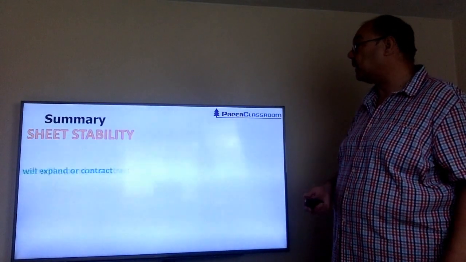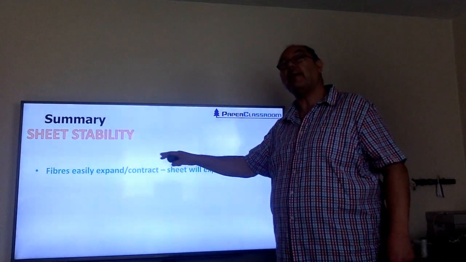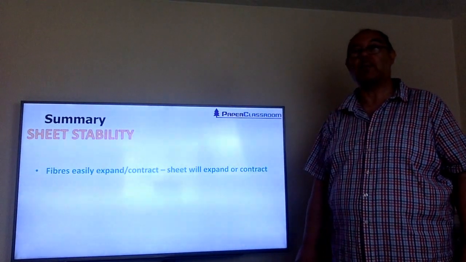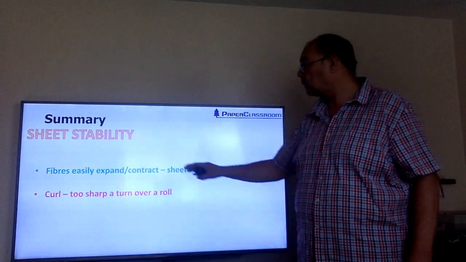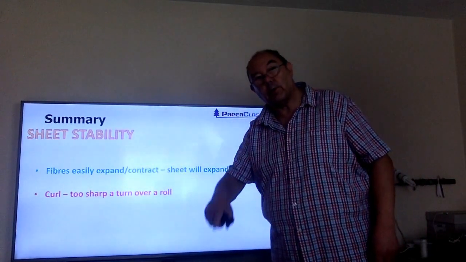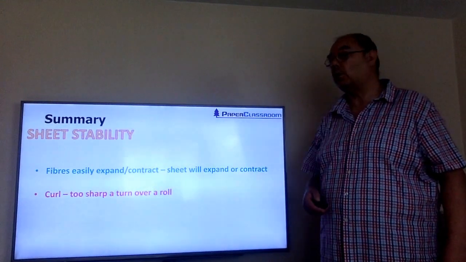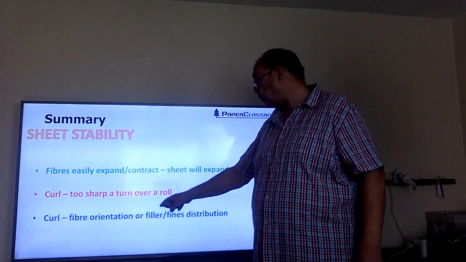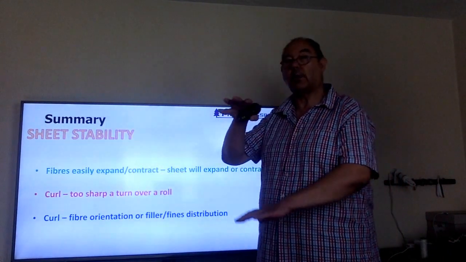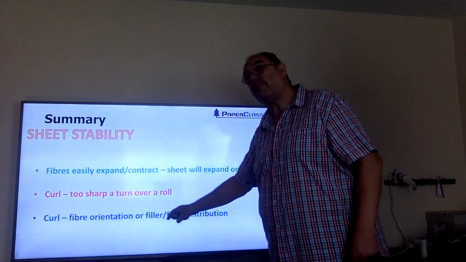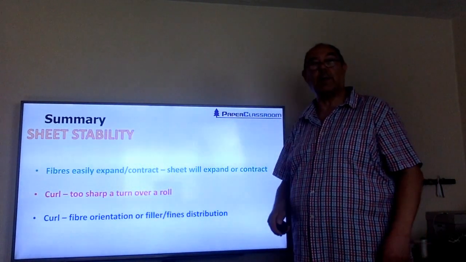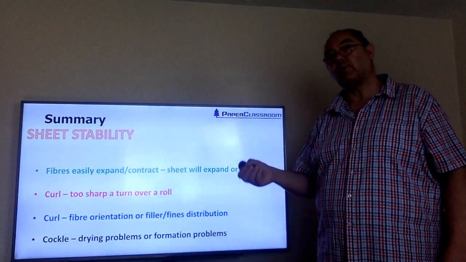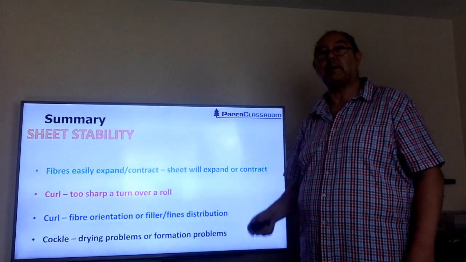So, a summary of sheet stability. Fibres very easily expand and contract, therefore the whole sheet will expand and contract. Curl: too sharp a turn over a roll will put an inherent curl in your sheet. And curl could also be caused by fibre orientation, top side versus wire side, or a different fines and filler distribution, top side to wire side. And finally, cockle, most often due to drying problems, but can also be formation problems.